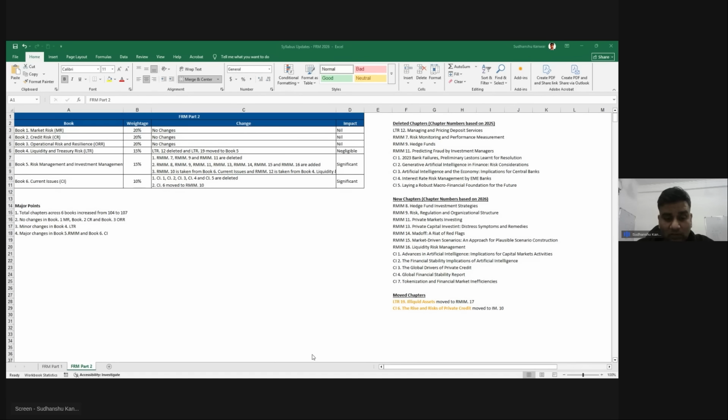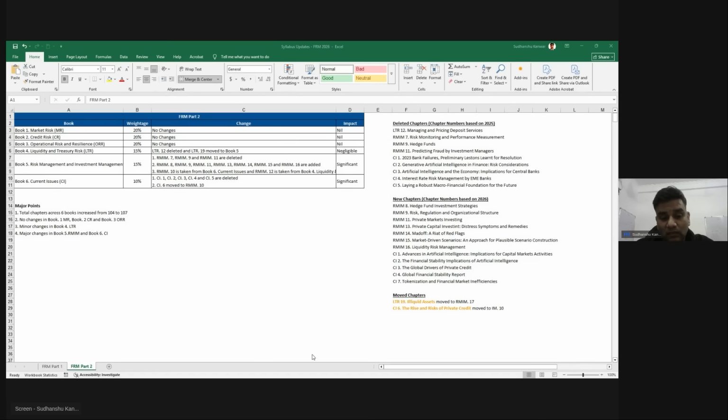Book six is about current issues. This is the most updated book. I would say this is the most volatile book in risk management language, right? And why I say volatile, because it keeps changing, right? As volatility in the markets keeps changing, it's never static, right? So similarly, your book six is of current issues. It is also most volatile, right? And it changed again, right?